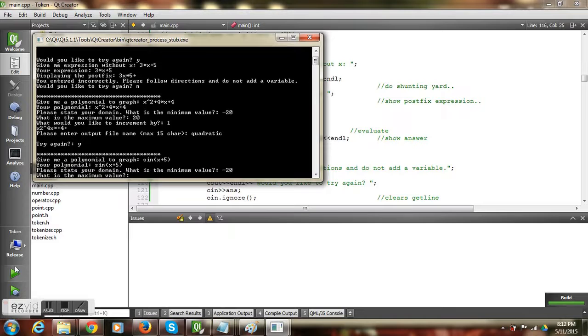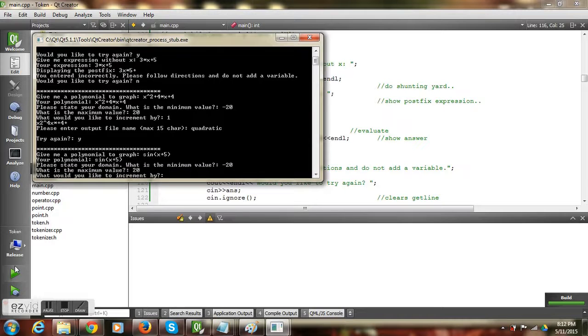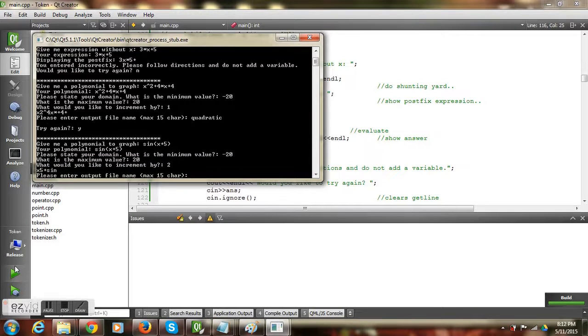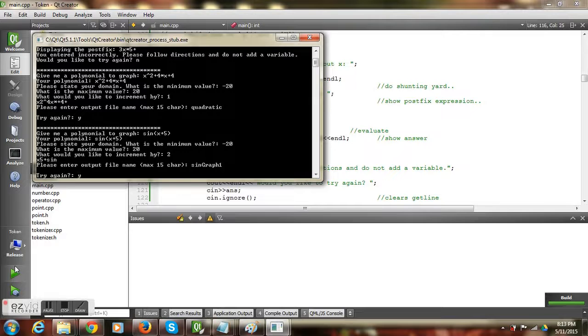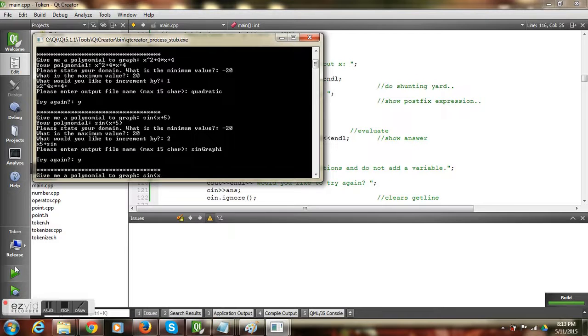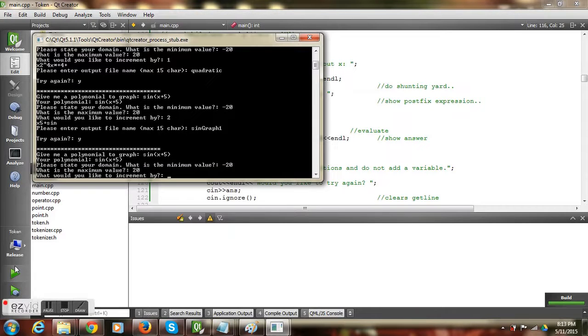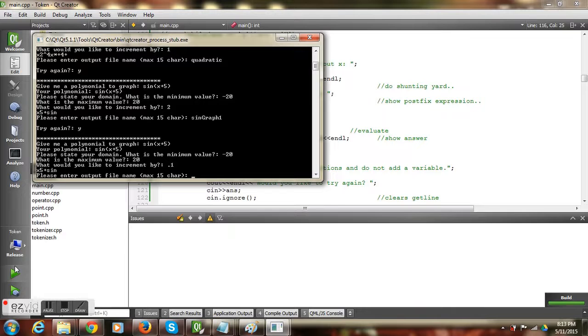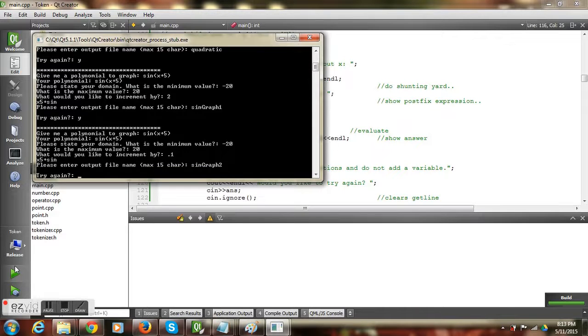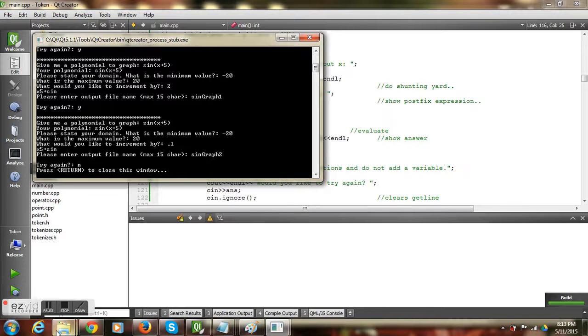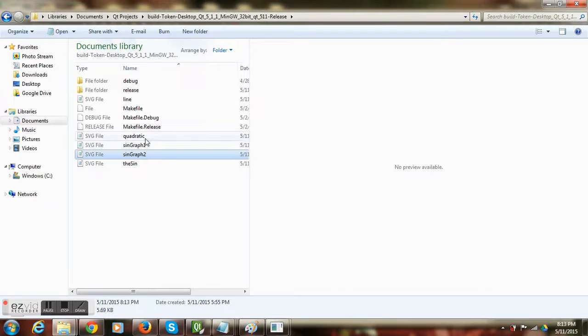But anyways, there's an issue with SVG where if your increment is too large, it will look choppy, because Polyline works by plotting points and connecting them. So if your increment is too wide, you'll get very rigid lines. So we're going to do sine x plus 5, and we're going to do the domain as negative 20 to 20. Sine graph 1 will be the larger increment, whereas sine graph 2 will be the small increment, and sine graph 2 should actually be a very smooth line.